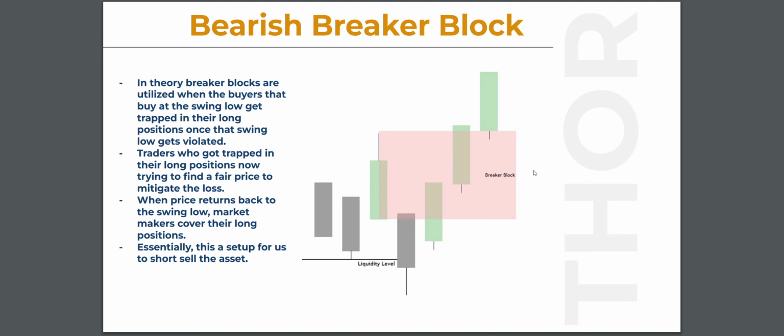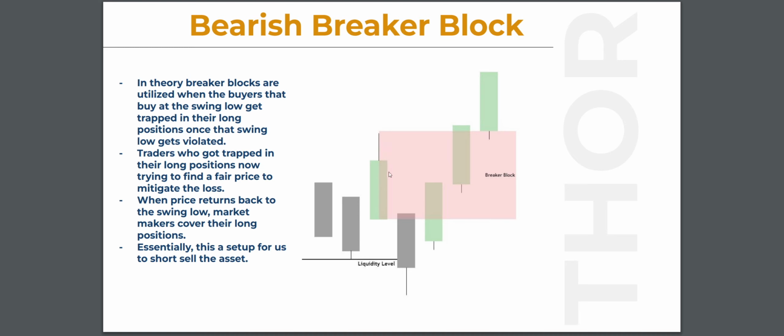So as an example for bearish breaker blocks, in theory, breaker blocks are basically utilized when the sellers short at the swing high, meaning here, swing low, here, swing high in this case. So people are getting short here, market makers getting short here, right? Then it moves in their favor, but immediately after this liquidity purge, it reverses. Now the short sellers at this high are trapped, right? What they'll do is use the breaker block to mitigate their losses. They're looking for a fair price in the marketplace to cover their losses.